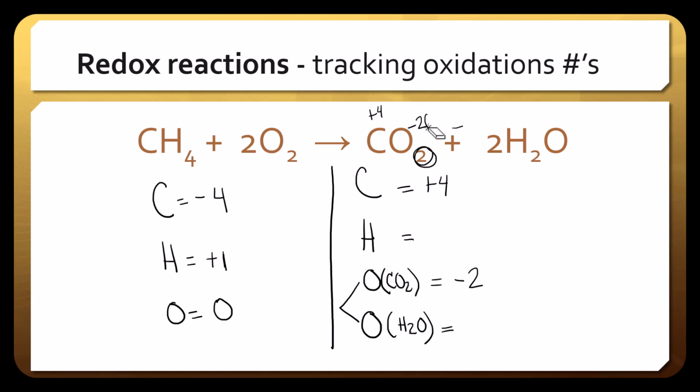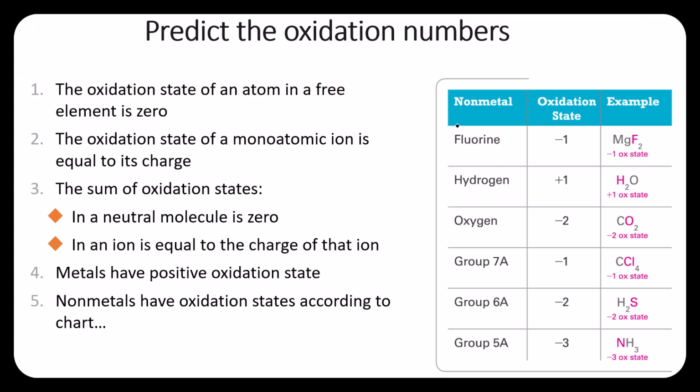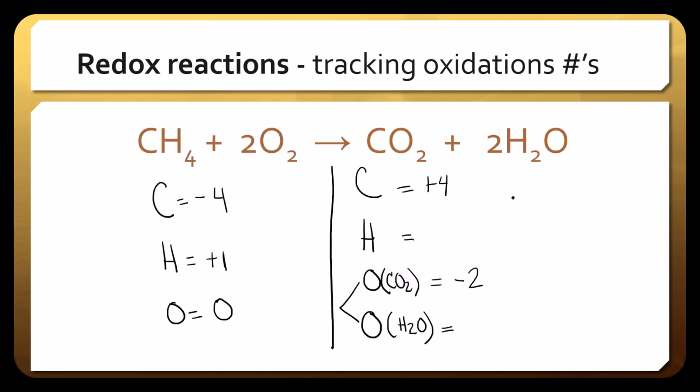Moving on to water, again, not a free element, not a monoatomic ion. We know it has to be neutral. No metals, nonmetals, so we go to our list. H2O, so no fluorine, hydrogen. That's going to be the first one that we assign an oxidation number to. So hydrogen is going to be a +1.